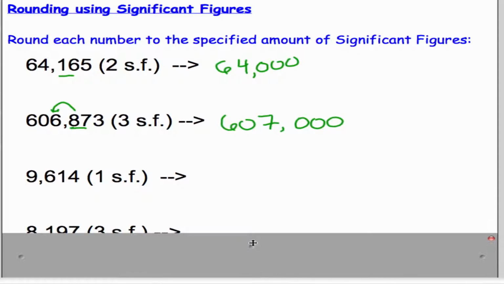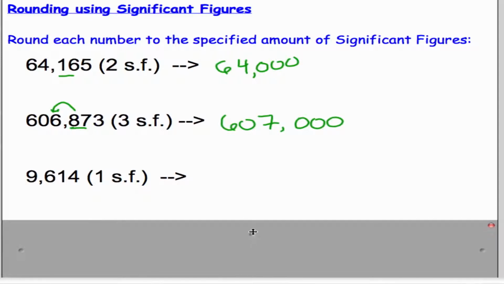Okay, so this next one, we want to round to 1 significant figure. So we identify our second significant figure is a 6, and that's 5 or larger, so we need to round up. So since our first significant figure is a 9, that means we need to round this up to 10,000. So our answer would be 10,000 here to 1 significant figure.